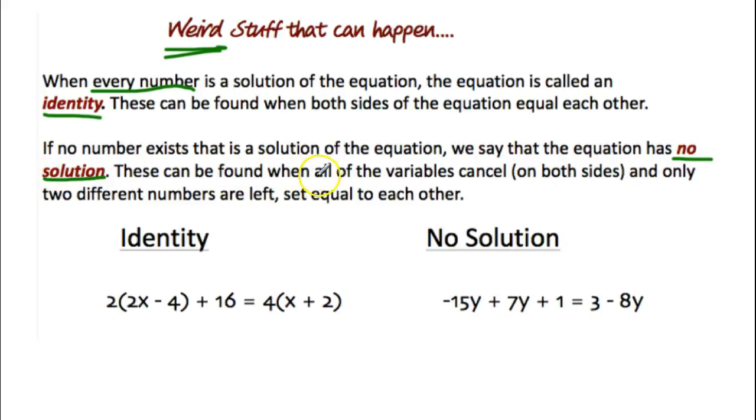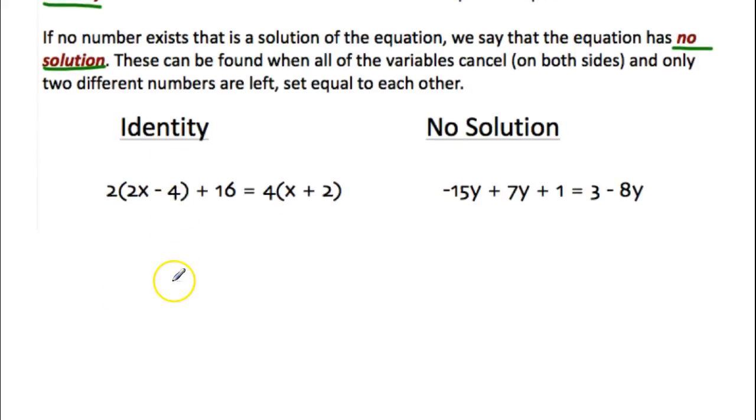These can be found when all of the variables cancel on both sides and only two different numbers are left set equal to each other. So identities, once you're done solving, you'll have two numbers that equal each other. It might say 10 equals 10, 5 equals 5, 1 equals 1. If you have no solution, you'll have 5 equals 9, negative 2 equals 11, things that are really not equal. All right, so identity. Let me do this example. It might make more sense.